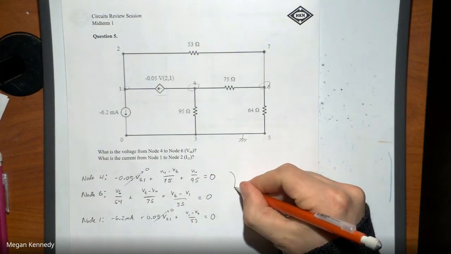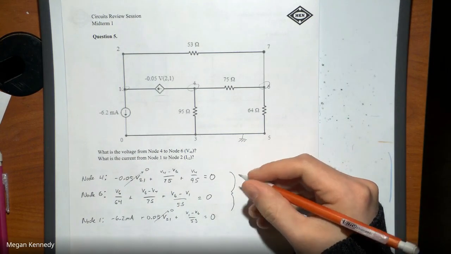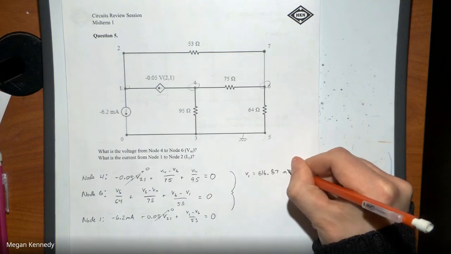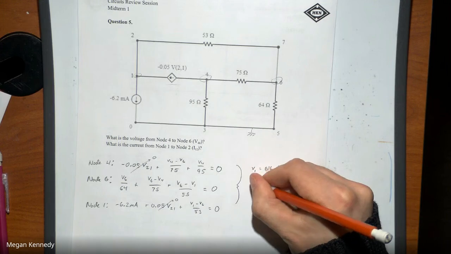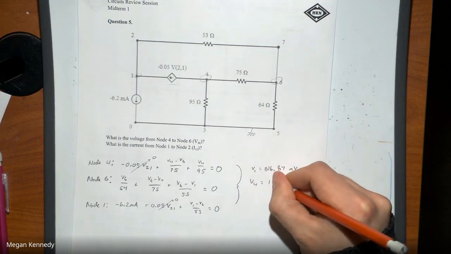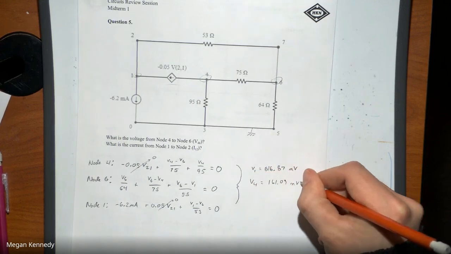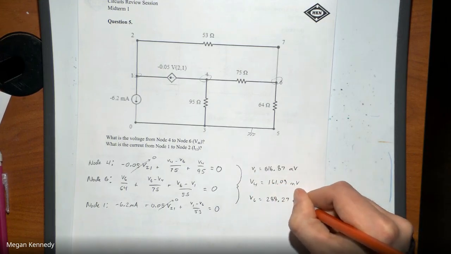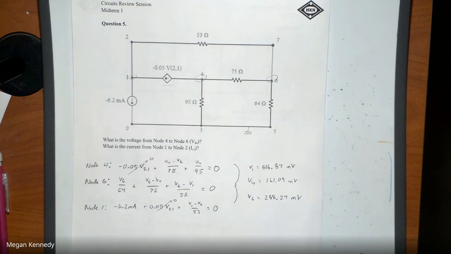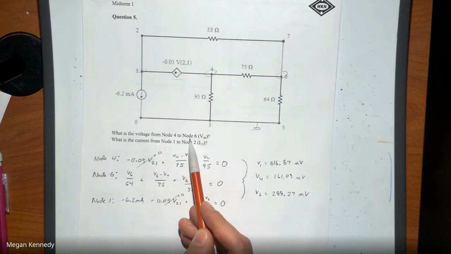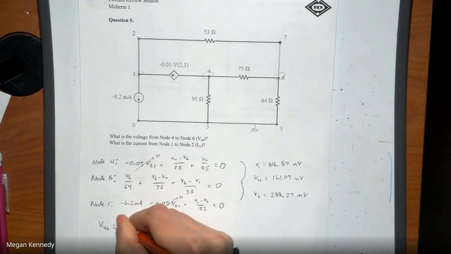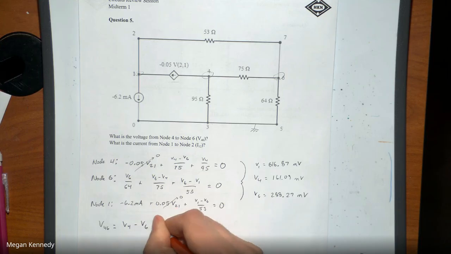So from all this, V1 is equal to 616.87 millivolts, V4 is 161.09, V6 is equal to 288.27 millivolts. So the first thing we care about for actually solving this whole thing out is the voltage from node 4 to node 6. So that is just going to be V4 minus V6.